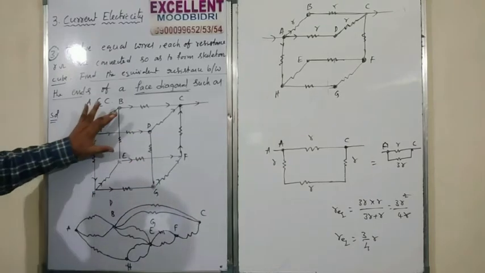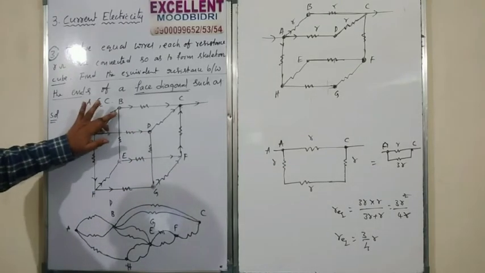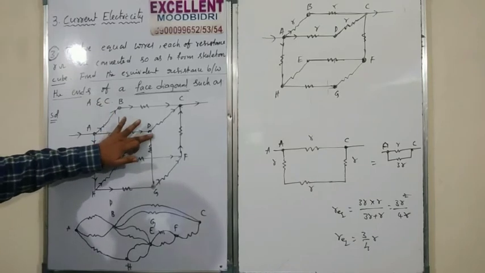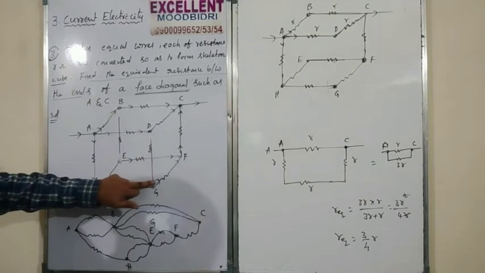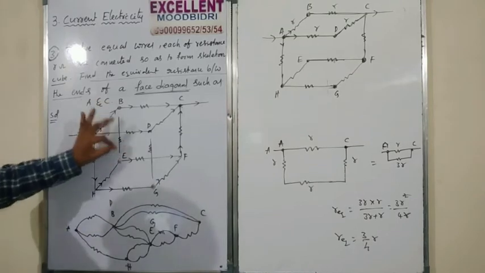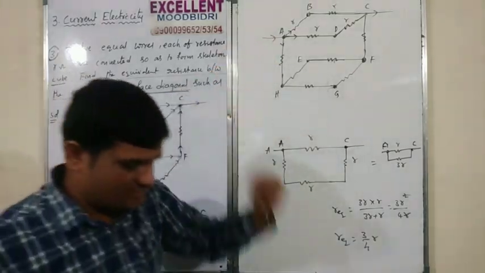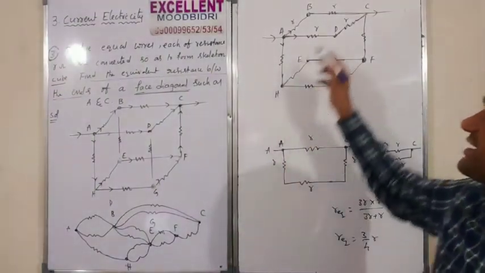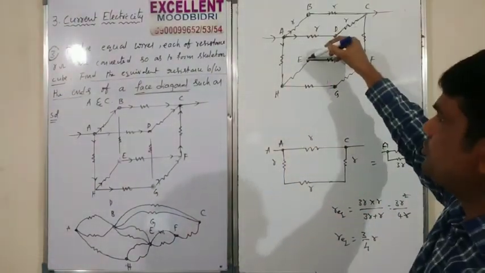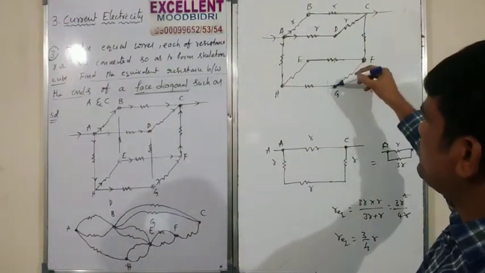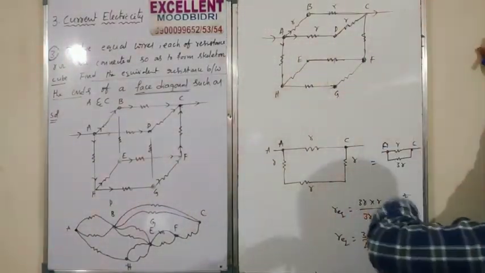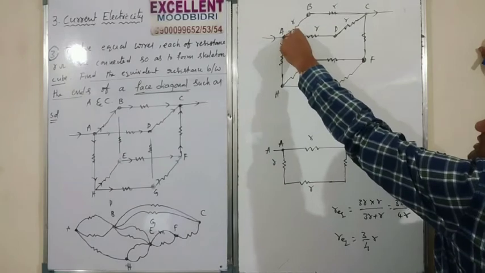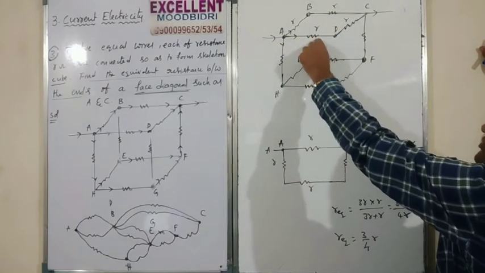Now I can remove this one and this one. Why? Because the potential is the same here, therefore current cannot flow in this path. I removed this path, so the diagram will come in this manner. Correct? B to E and D to G I removed. So now we can observe, very easy, right? This one has the same current, and this one and this one have the same current.